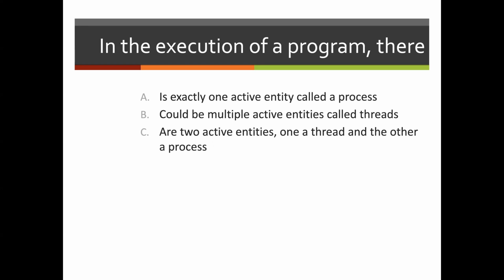And so another question, in the execution of a program, there A is exactly one active entity called a process. B could be multiple active entities called threads. C are two active entities, one a thread and the other a process. And so with this in mind, we want to consider that there could be multiple active entities, and they would be called threads.